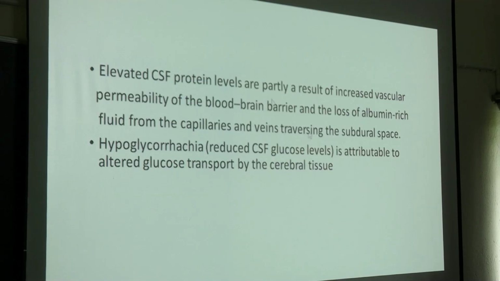So as I said, elevated CSF protein levels are partly the result of increased vascular permeability of the blood-brain barrier and the loss of albumin-rich fluid from the capillaries and veins traversing through the subdural space.